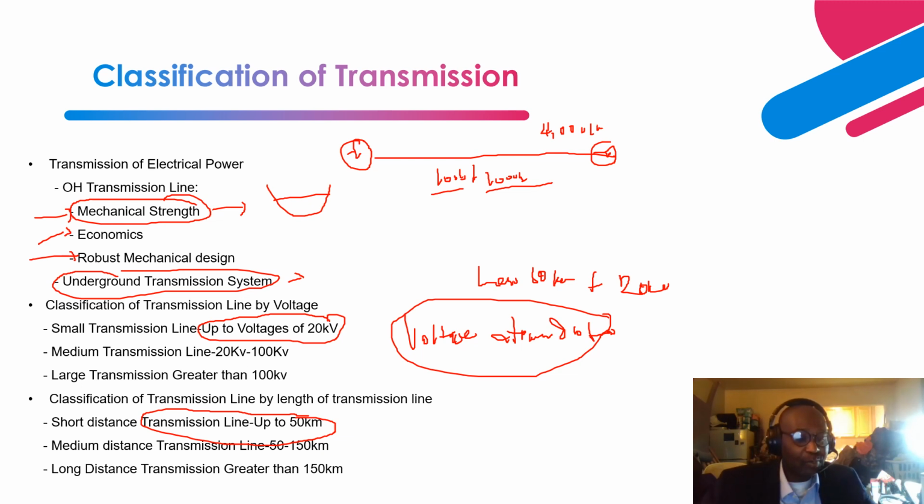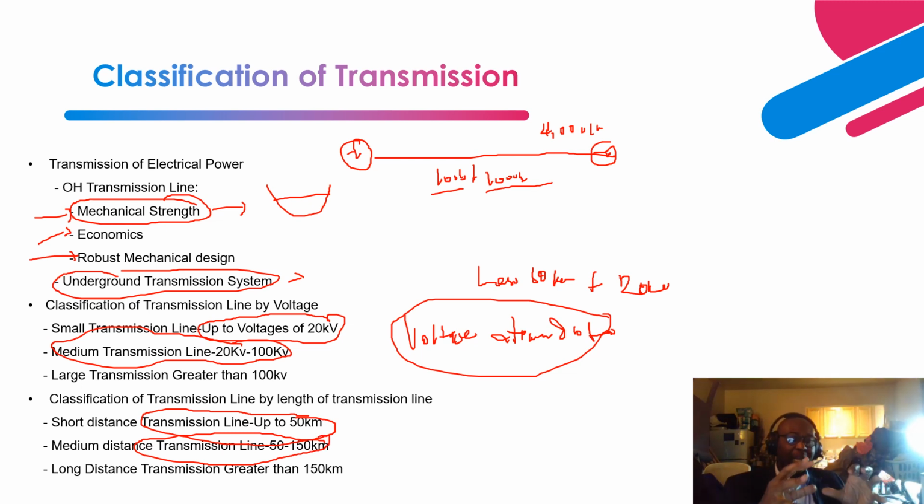Next is the medium distance transmission line. If you have a line-to-line voltage of 20 kV to 100 kV and a transmission distance of 50 to 100 kilometers, then you can classify that as a medium transmission line.